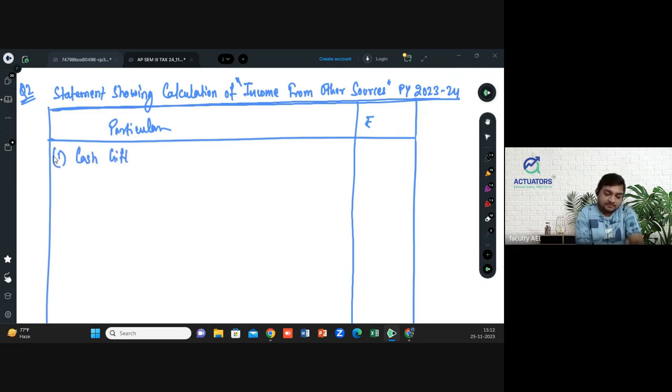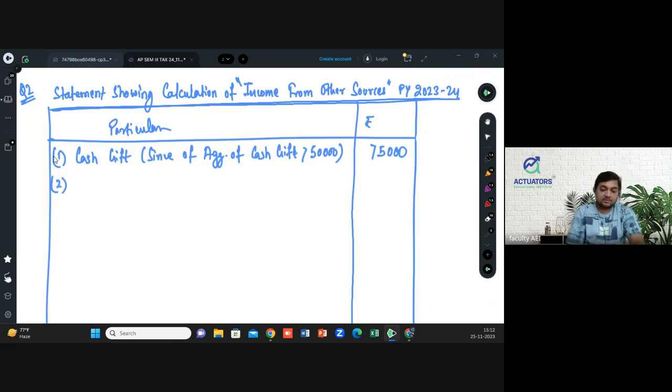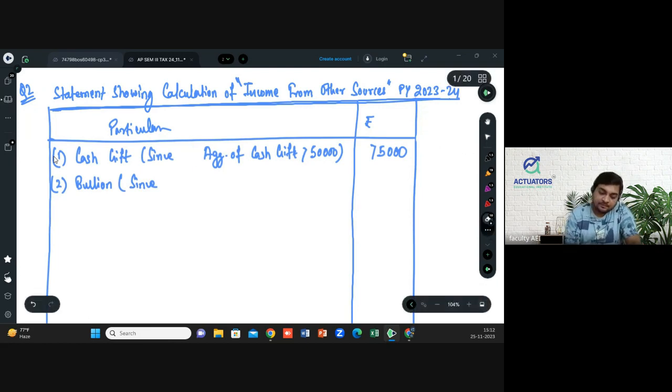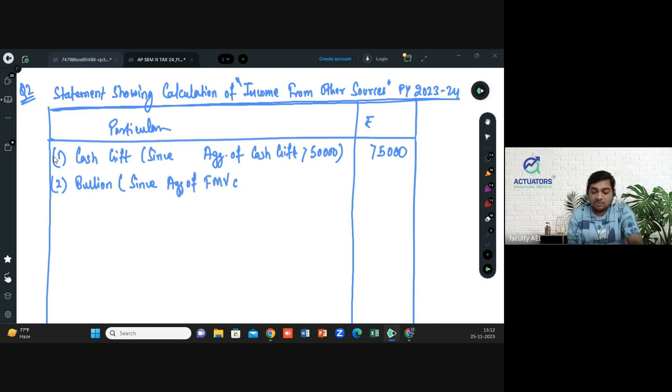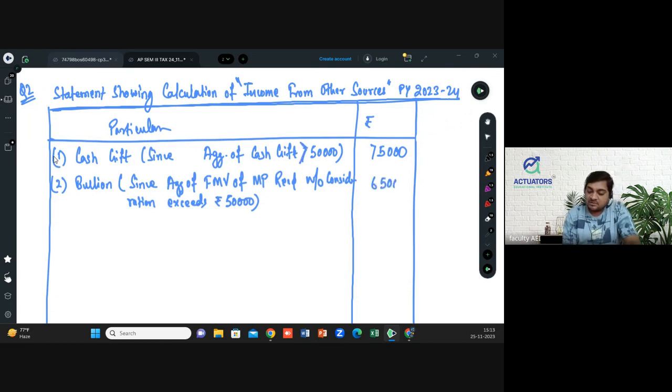Cash gift. Since aggregate of cash gift is more than 50,000, the whole 75,000 is taxable. Bullion. Since aggregate of fair market value of movable property received without consideration exceeds 50,000, the whole 65 is taxable.